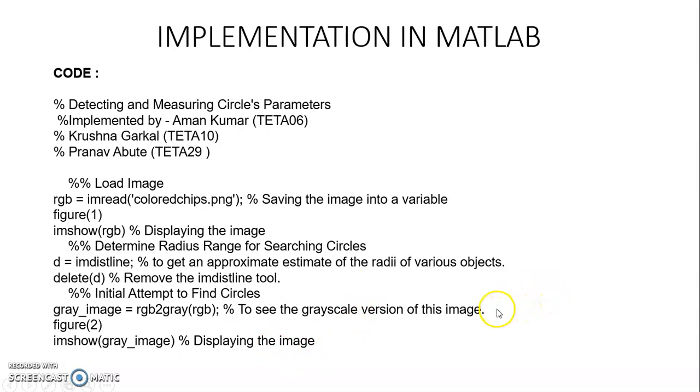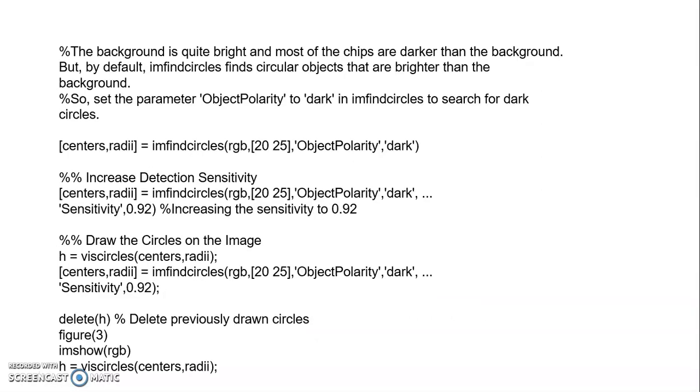Once that is done, we'll distinguish the circles from the background by converting the image into a grayscale version, and we can easily see the sharp changes, and thus we can detect the circles. After detecting the circles, we'll be finding the centers and the radii of those detected circles. Here we have made the background lighter than the circular objects, so that is why we are finding the dark objects over here.